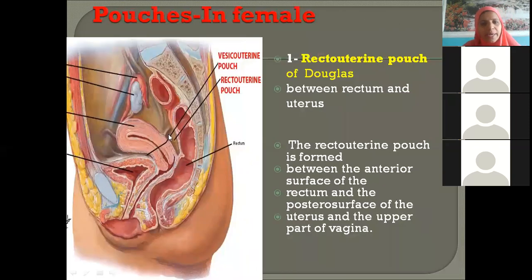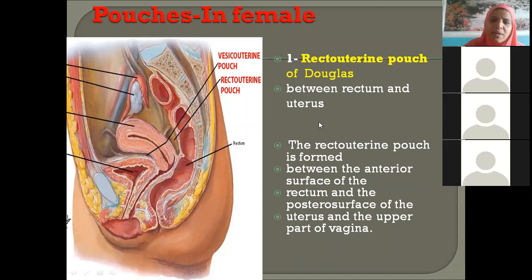So rectouterine pouch is also called Douglas pouch. 3 marks question, very, very important. Douglas pouch is found between the rectum and uterus. Anteriorly this pouch has the posterior surface of the uterus. Posteriorly, this pouch presents the anterior surface of rectum.